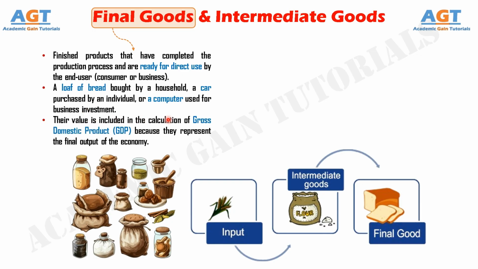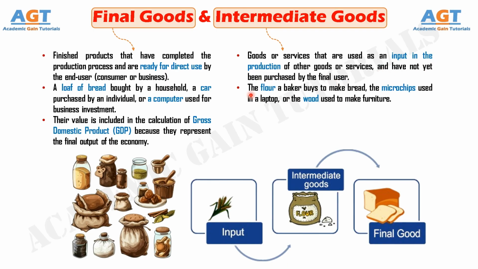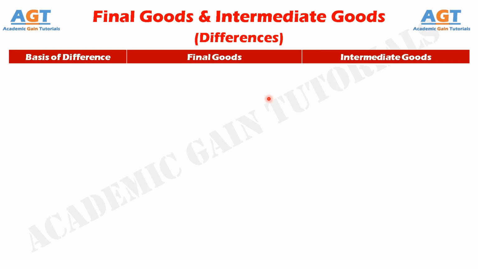Their value is included in the calculation of gross domestic product, GDP, because they represent the final output of the economy. On the other hand, intermediate goods are goods or services that are used as an input in the production of other goods or services and have not yet been purchased by the final user. Examples include the flour a baker buys to make bread, the microchips used in a laptop, or the wood used to make furniture. They are not included in GDP calculations because their value is already incorporated into the final good they help create. So, let's look into the basic differences between final goods and intermediate goods in a tabular form.